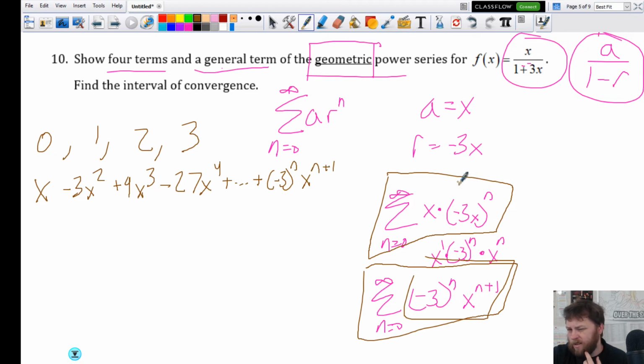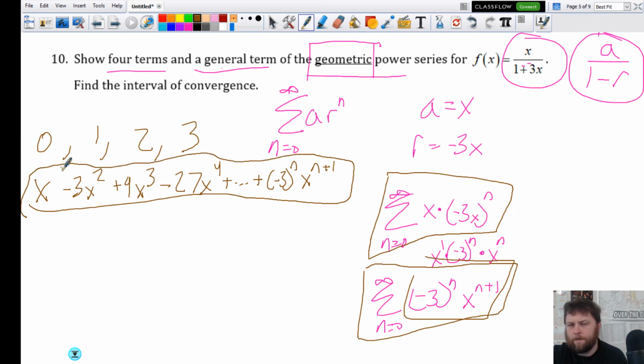Or you could have done this generic term. You wouldn't have been wrong. Both terms would have worked. This is what my answer should be. Cool. Oh, interval of convergence. As if this wasn't annoying enough. We have to do some more, folks.